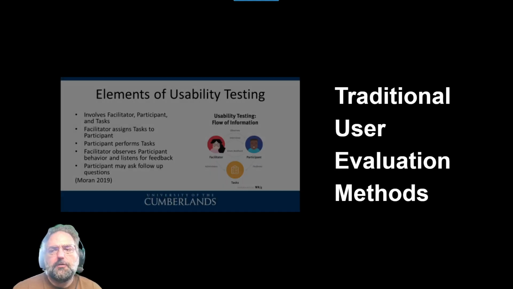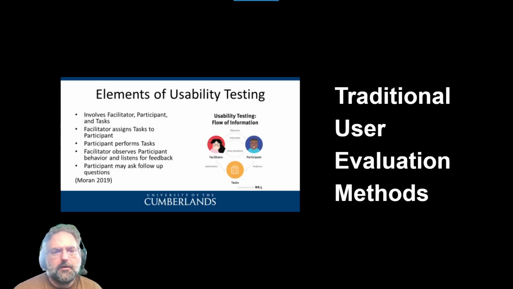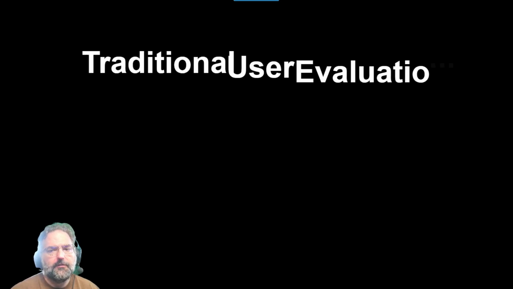And with that, we move on to a discussion of traditional user evaluation methods. So this typically involves, whenever you're dealing with a user, a participant, and a facilitator as well. The facilitator assigns tasks to the participant. The participant then does those tasks. And while they're doing them, the facilitator is likely observing the behavior, listening for feedback, and the participant may ask some additional questions along the way. And all that information is being captured for analysis.